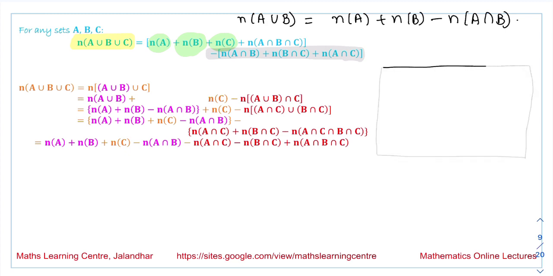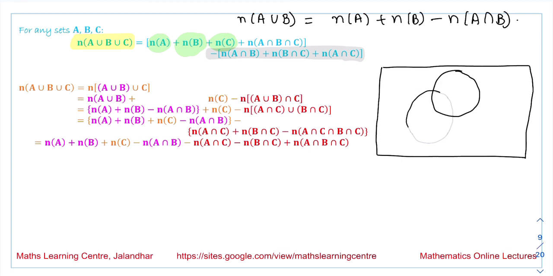We can also prove this result using the Venn diagram. This is the set A we are talking about, this is the set B, and this is the third set C. When we say the number of elements in A, it means we have covered this whole region. The number of elements in B means we have covered this whole region.